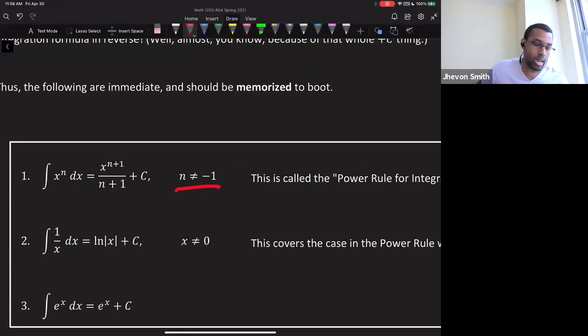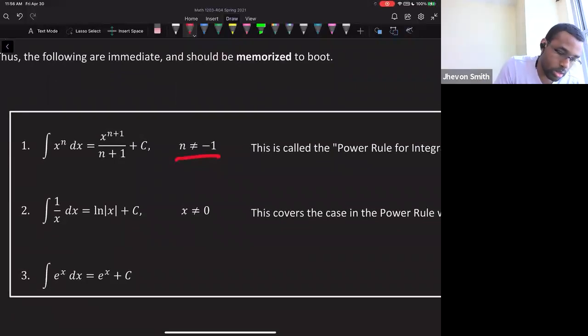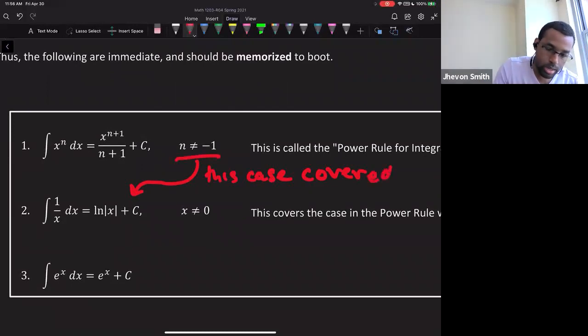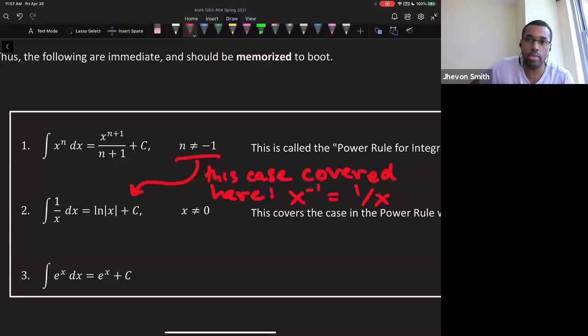When n is -1, that's the case we have to cover separately. x to the -1 power equals 1 over x. So if I know how to find the antiderivative of 1 over x, I will know how to deal with the n equals -1 case. And that, of course, is going to have a natural log involved. We know that the derivative of ln x is 1 over x. So it stands to reason that the antiderivative of 1 over x also is ln x.